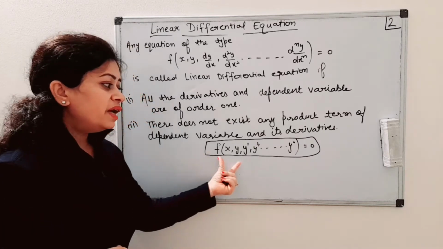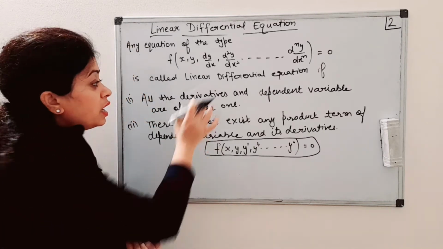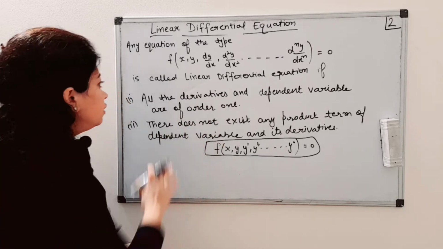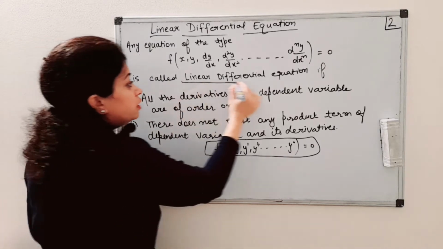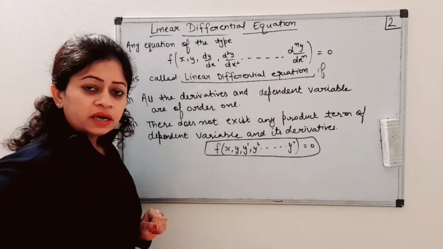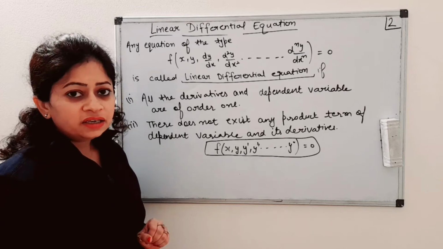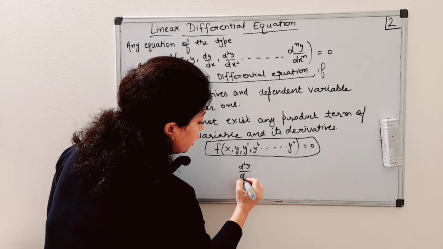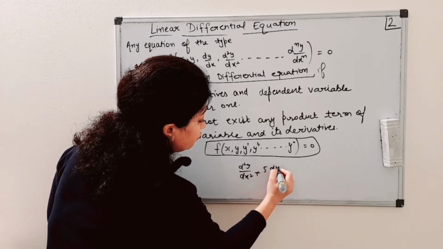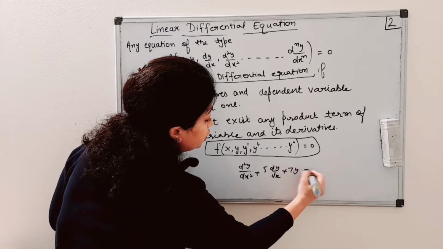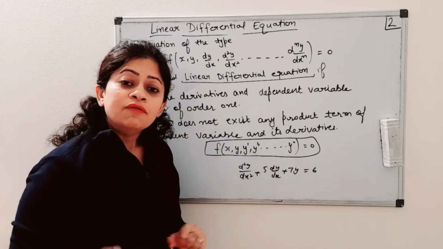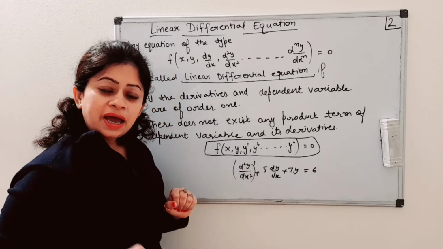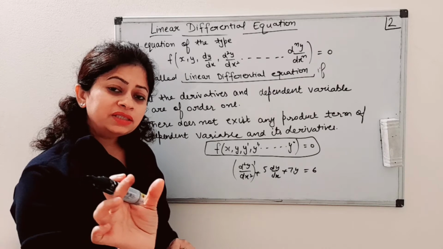If we have any differential equation, then we will call it linear, provided... and it depends on degree. When we check degree, suppose we have a differential equation d2y/dx2 plus 5 dy/dx plus 7y equal to 6, and I ask what is the degree of this equation? You will say the degree is 1. And in a linear equation, linear means degree is 1.